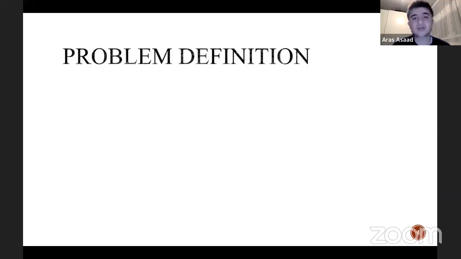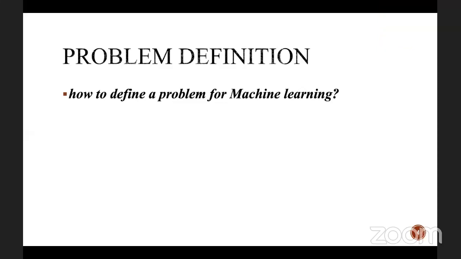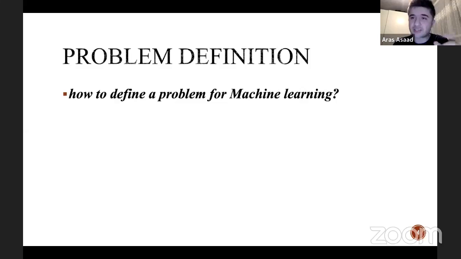So let's focus on the first part, the problem definition. How do you define a problem for machine learning? First of all, you need to know that machines are not like humans to start with. How can you insert the data and the information that you have into the machines? Everything needs to be in a very advanced way. Machines only understand vectors or matrices or, let's say, lists of zeros and ones.